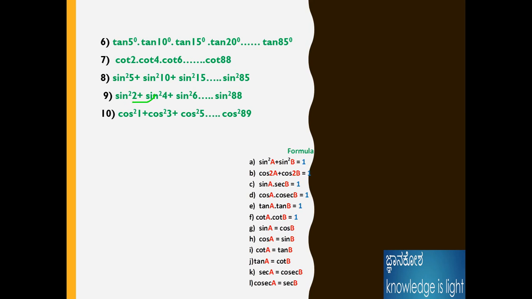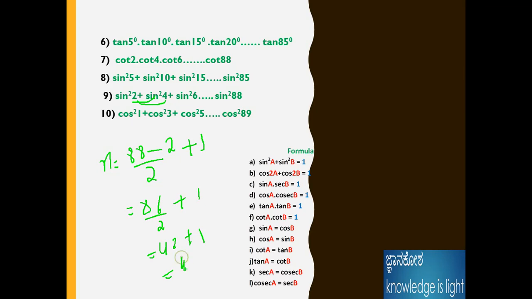Okay, same as it is. First term, last term: what is the last term? 88, and the first term is 2. The common difference between 2 and 4 is 2, plus 1. Therefore 86 by 2 plus 1. Therefore 86 by 2 is 43, plus 1, that is nothing but 44.